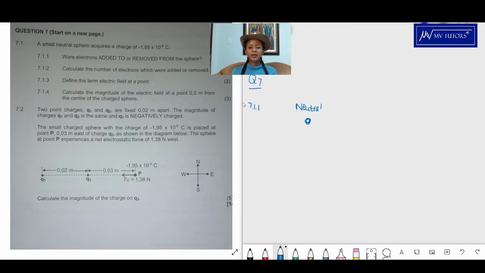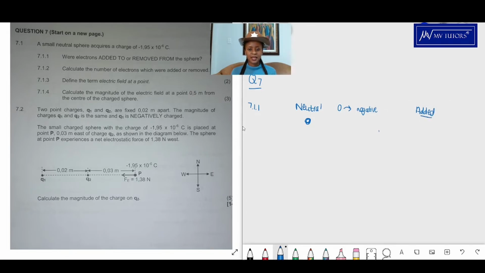Okay, if it went from 0 all the way to negative, electrons were added. If electrons were removed, it would be positive, because once you remove electrons, you're left with protons. Okay, so I hope it makes sense. So the answer is added.